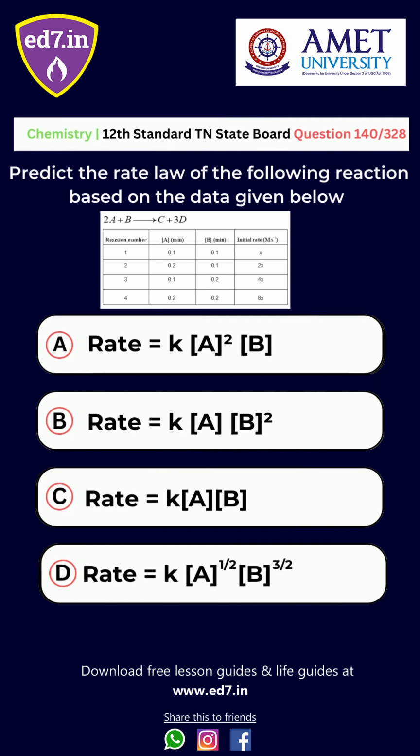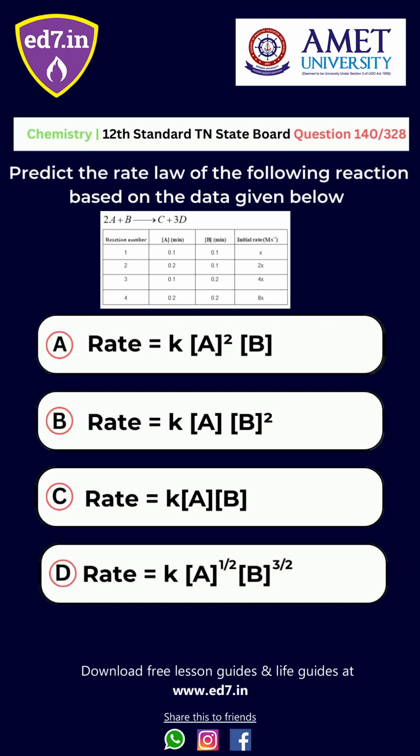Question number 140. Predict the rate law of the following reaction based on the data given below. 2A plus B gives C plus 3D. Columns: reaction number 1, 2, 3, 4. A in molar: 0.1, 0.2, 0.1, 0.2. B in molar: 0.1, 0.1, 0.2, 0.2. Initial rate: X, 2X, 4X, 8X.